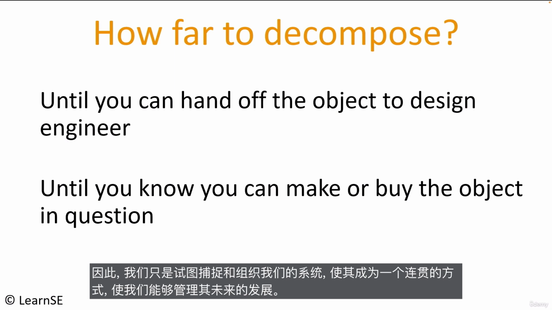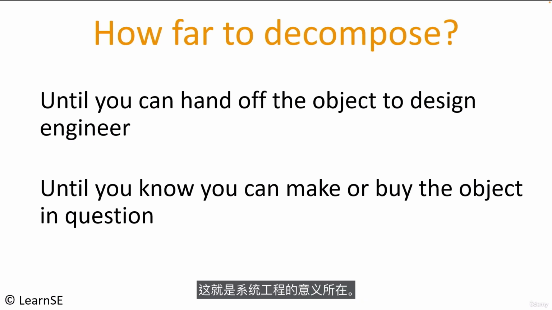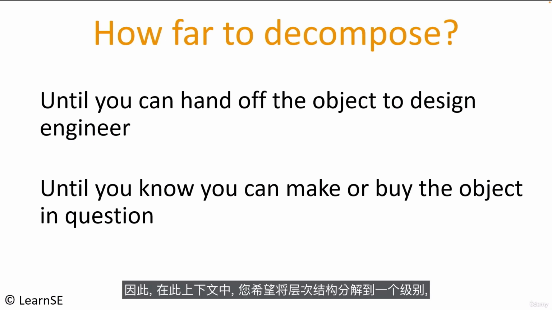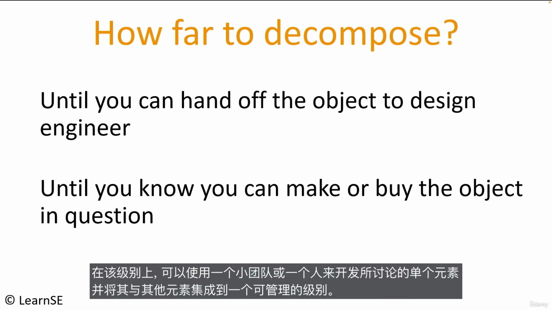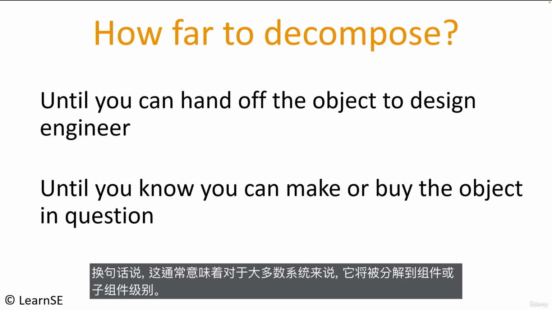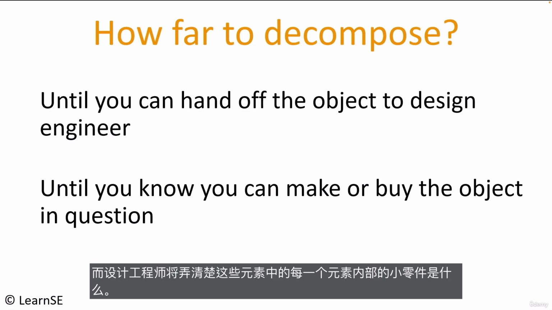So we're just trying to capture and organize our system in a coherent fashion that allows us to manage its future development. That is what systems engineering is all about, after all. It's about managing complexity. Therefore, in this context, you want to decompose the hierarchy down to a level where the individual element in question can be developed and integrated with the other elements with either a small team or one person, perhaps, to a manageable level, in other words. This typically means it would be decomposed down to the component or subcomponent level for most systems, while the design engineers will figure out what the smaller piece parts will be inside of each of these elements.